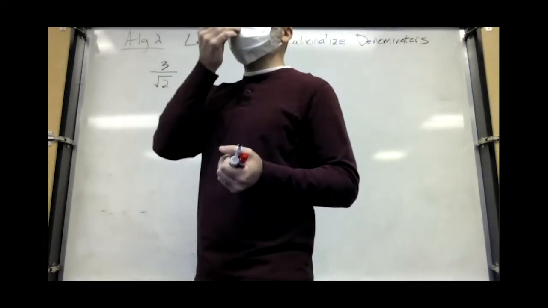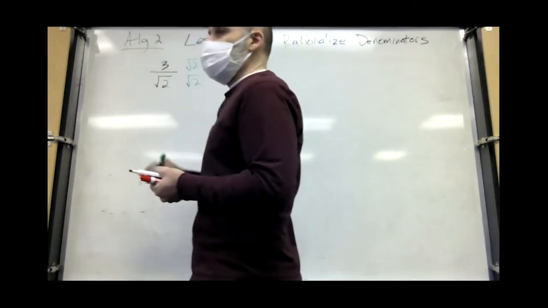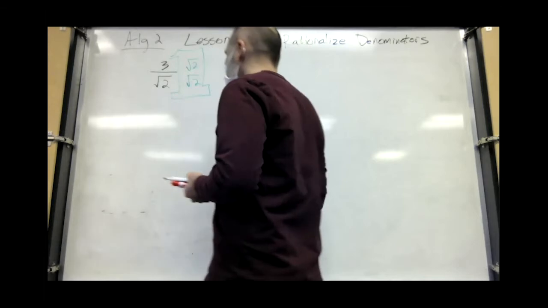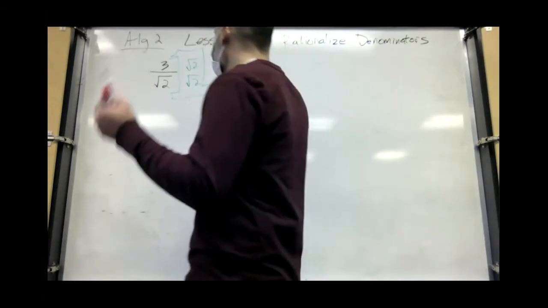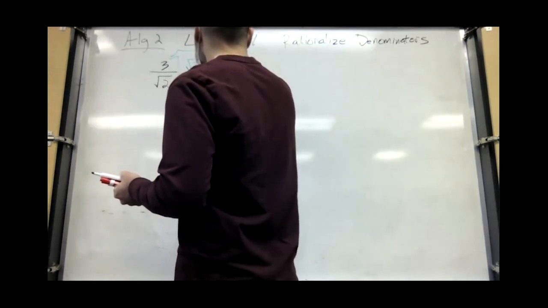Well, this is okay as long as you do the same thing to the top. Okay, this is just one big fat 1, right? You can do that whenever you want. You multiply the same thing on the top as you do the bottom. That's fine. So then you get 3 times radical 2 on top. And then you get 2 on the bottom.